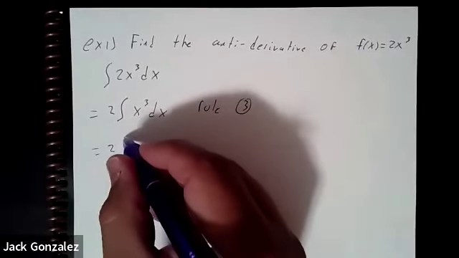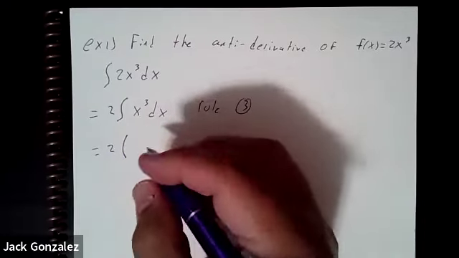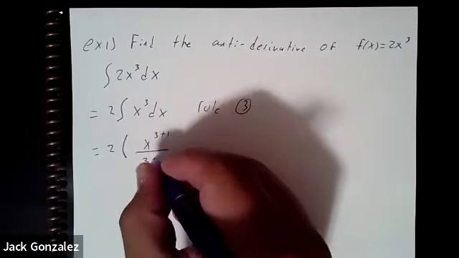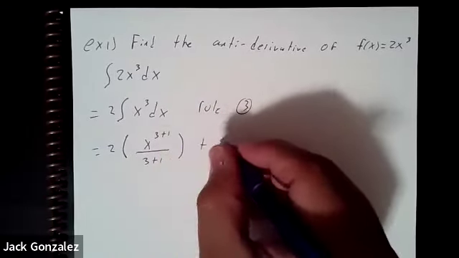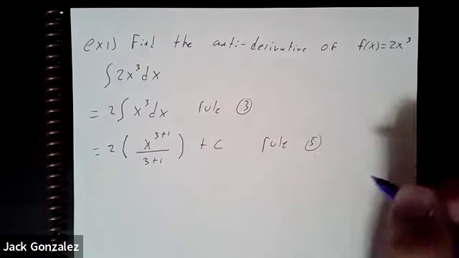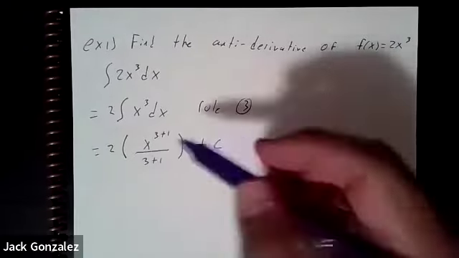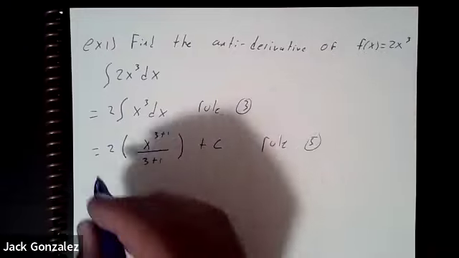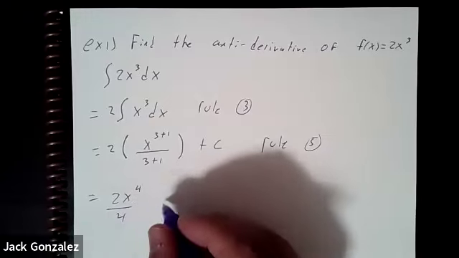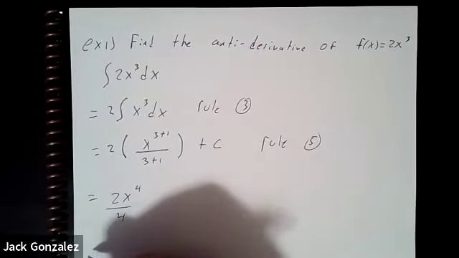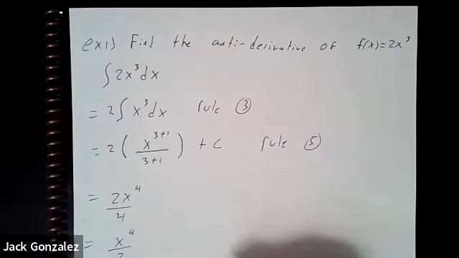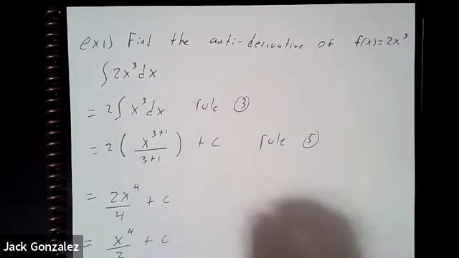So then do the power rule. So this will become x to the 3 plus 1 over 3 plus 1 plus c. So that is rule 5. So at this point, we've done the antiderivative, so just do some algebra, and you're done. This becomes 2x to the 4th over 4, which is going to be... can't forget our constant.